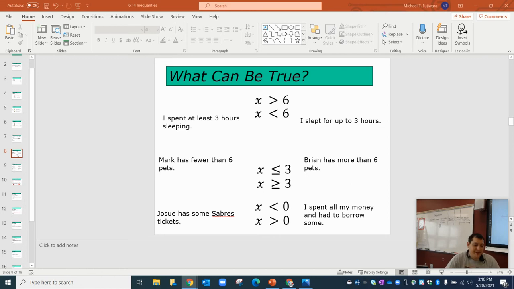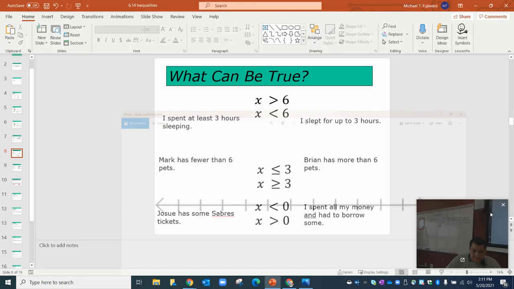Hey, I wanted to make a video here about our summative coming up. It's on how to identify which inequality goes with the verbal sentence and then how to graph the inequality on a number line. So I have some examples here of different statements. What we'll do is match them with the inequality. It's going to be one of these, or actually the threes probably go with the top, but then graph each one on a number line.